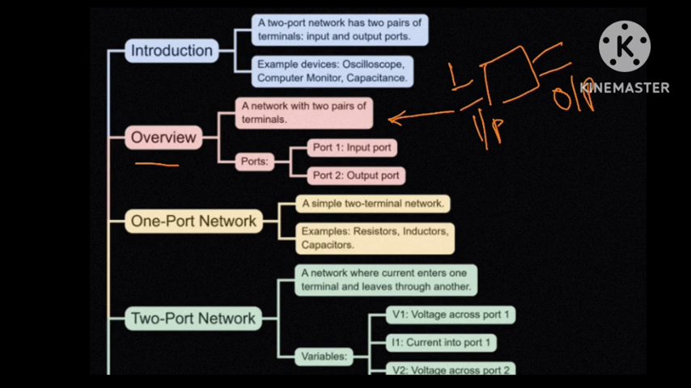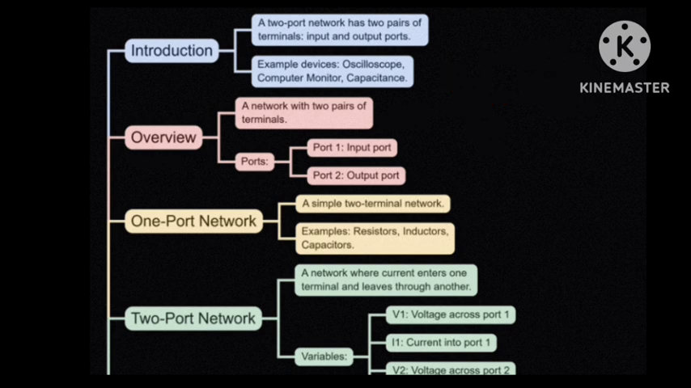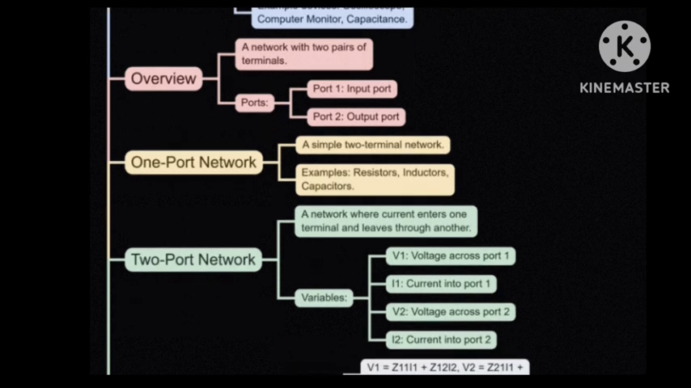Now we'll see two types of network. One is a one-port network and the second is a two-port network. So what is a one-port network? A one-port network is a simple two-terminal network like a resistor, inductor and capacitor. These are known as one-port networks. Now the second is the two-port network.